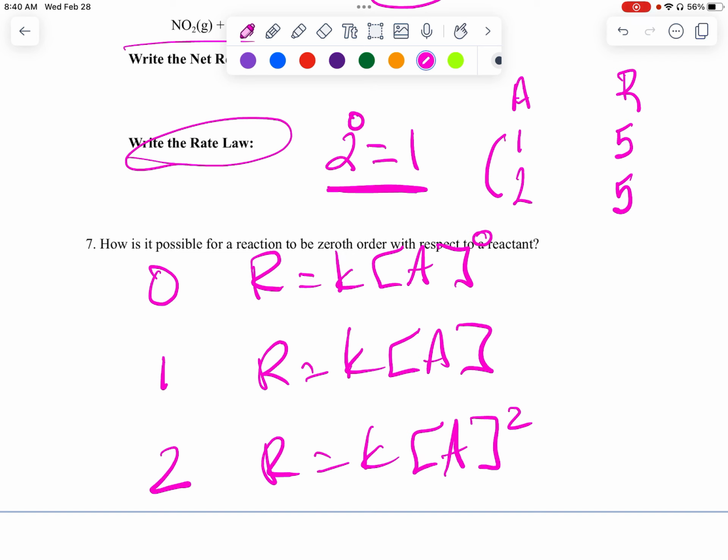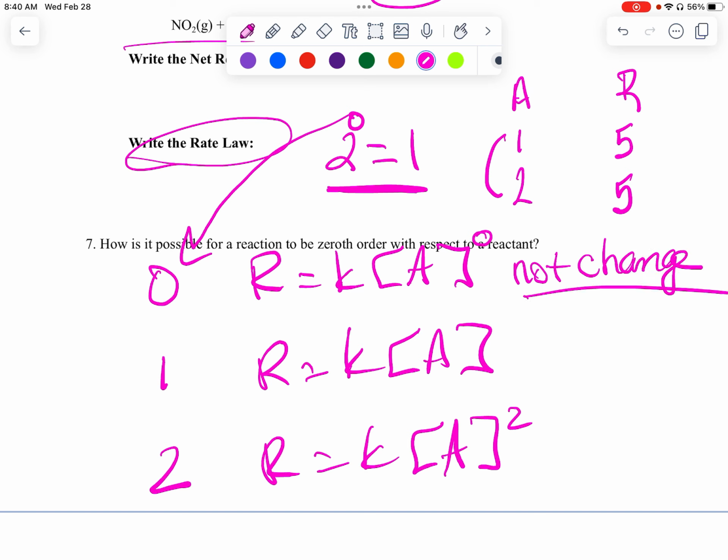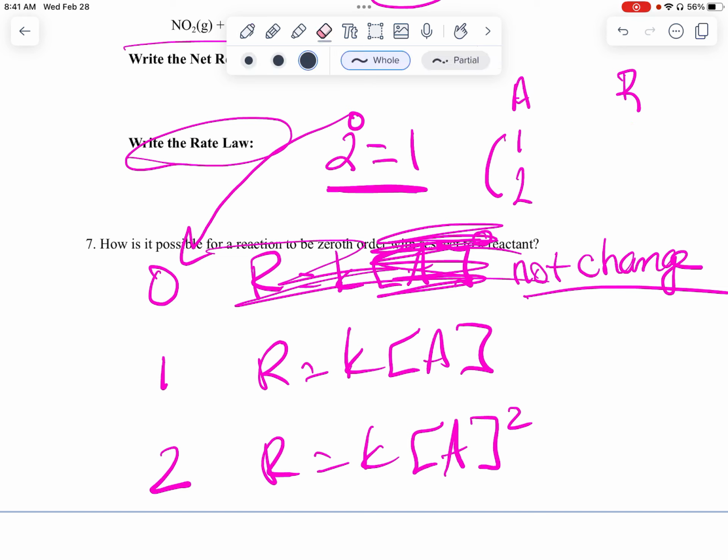So we call that zero order. Zero order does not change the reaction rate. You can dump the entire box in and it ain't going to change, okay? So zero order just means that it has no effect on the rate. So we don't even include it in the rate law. All right, let me change something here. 5 and then 10. So what does a first order look like?